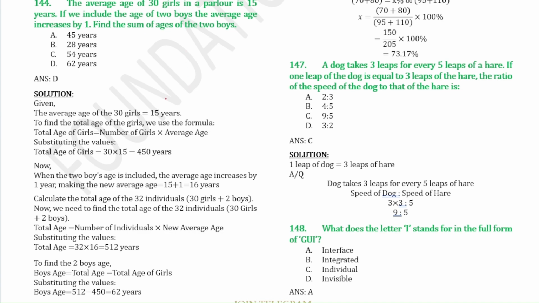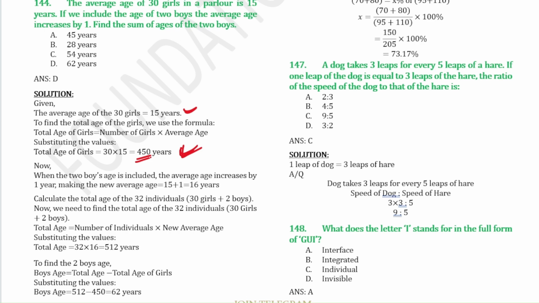So the average of 30 girls is given as 15 years. To find the total age of the girls, it would be 30 into 15, right? So that would be 450 years. If you add all the years of these 30 girls, then the total is 450 years.